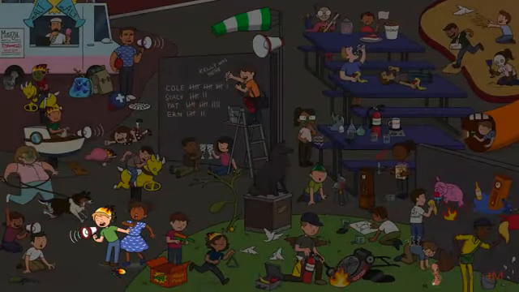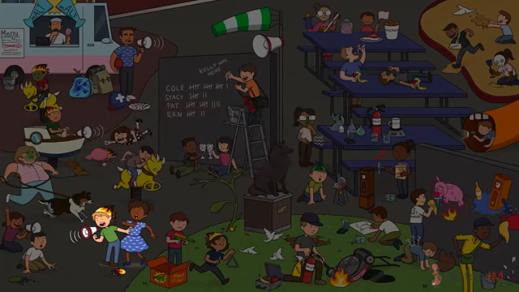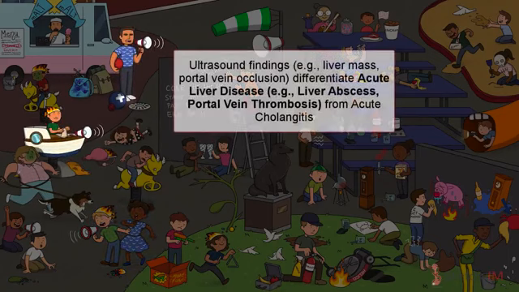The first condition on the differential is what you'd probably expect: acute cholecystitis. Right upper quadrant pain? Check. Fever? Check. However, patients with acute cholecystitis should not have a cholestatic pattern, like significantly elevated bilirubin or alk-Phos, on their labs. Additionally, an abdominal ultrasound in acute cholecystitis will show a normal, non-dilated common bile duct, while the gallbladder wall will be thickened. Add to that a sonographic Murphy sign, and you've got pretty much all you need to distinguish cholecystitis from cholangitis.